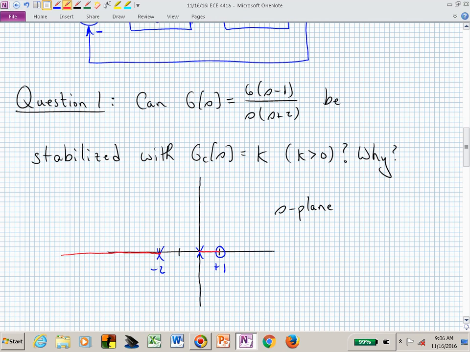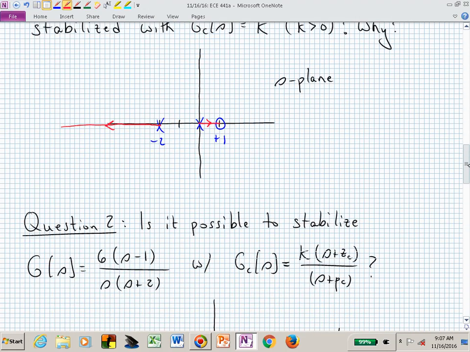Is it possible to stabilize this system with a pure gain controller? No, because now for k positive, that pole that starts on the imaginary axis stays in the right half plane for all values of positive gain k. And we can't stabilize this system with a simple gain controller.